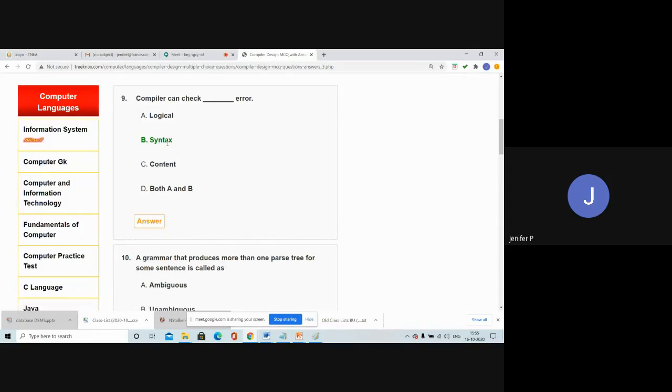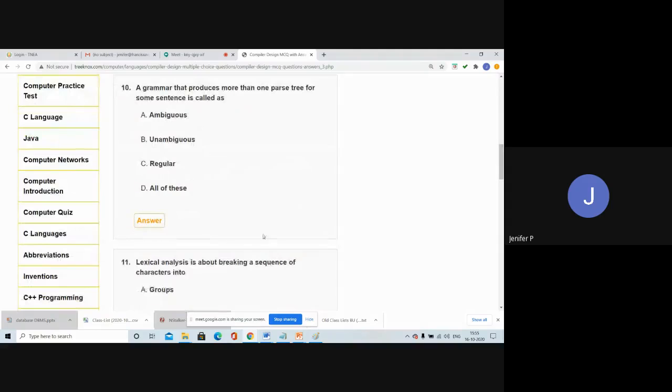Answer is okay. No, it checks logic errors actually. Okay, but mainly because it says syntax error they have put it, but actually both A and B should be the correct one. Okay, lexical errors they have not given, syntax errors they have given, semantic errors they have not given. So based on the phases they are telling the answer. So syntax error is the answer.